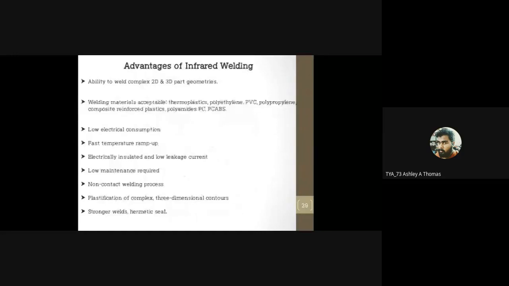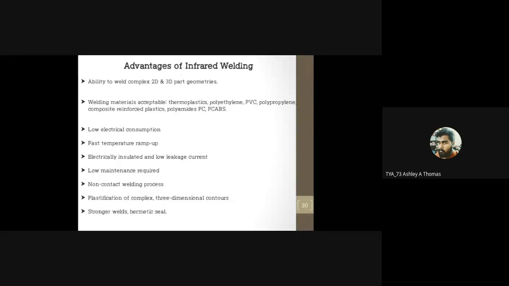Now, the advantage: ability to weld complex 2D and 3D part geometries, because infrared rays can pass easily into intricate shapes also. Welding materials acceptable: thermoplastics, PVC, polypropylene. Let it be any kind of material, what we expect is only that rays should fall on the surface. There is no restriction on the material, so we can have a variety of materials. The kind of material is not important, only the color or the surface is important, because whatever the material, if rays fall on the surface, it is going to heat.